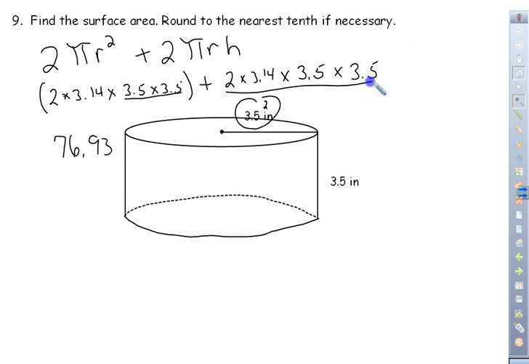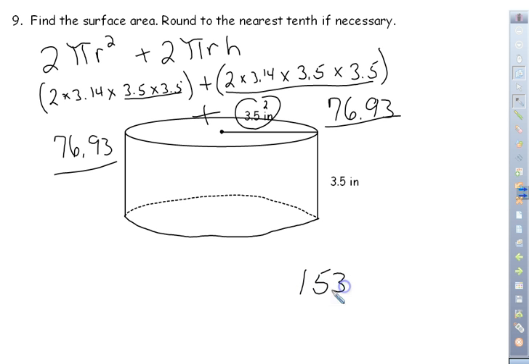And over here, when I multiply all this together, I actually end up getting the same answer. You won't always get that. In fact, very rarely will you get the same. It's just because these two happen to be congruent. And I'm going to add this number and this number together, and I get 153 86/100, rounding to the nearest tenths, which is going to make this 153 9/10. Again, it is finding surface area, so it is going to be square inches.